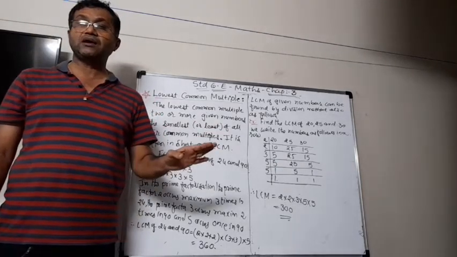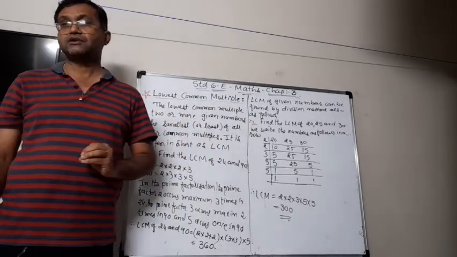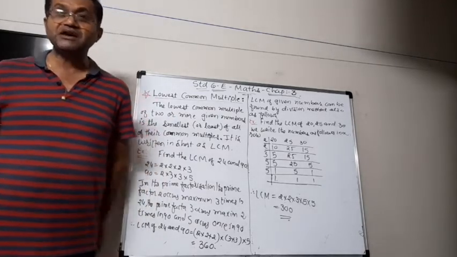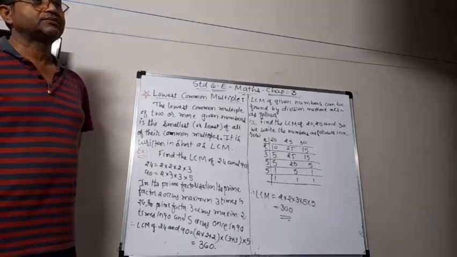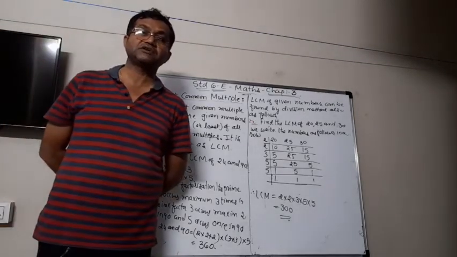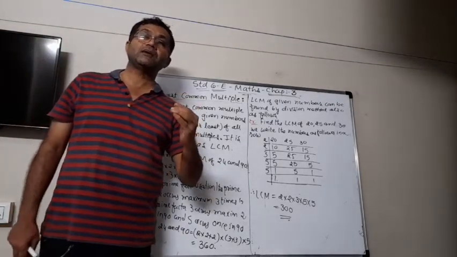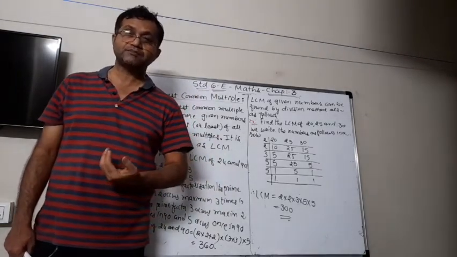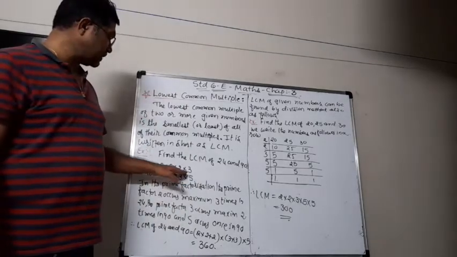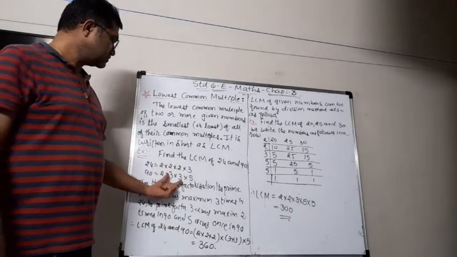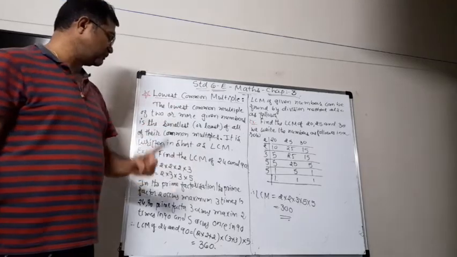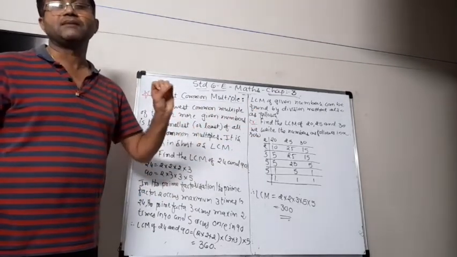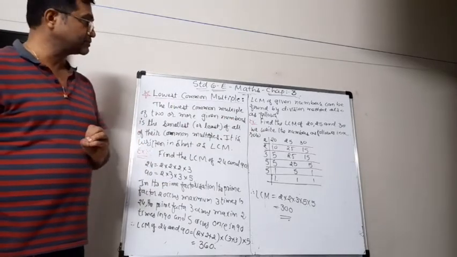So that is one method, in which we write down the prime factorization, and of each prime factor, we take the maximum number of times it occurs. So here 2 occurs a maximum of 3 times, 3 occurs 2 times, 5 occurs only 1 time. The product of all that will be the LCM of those numbers.